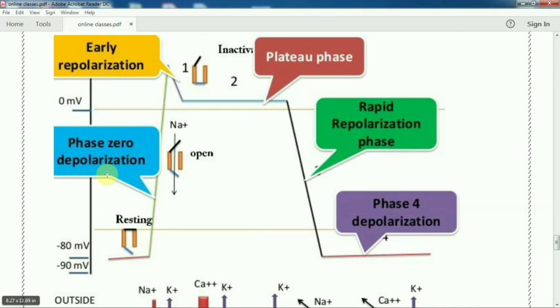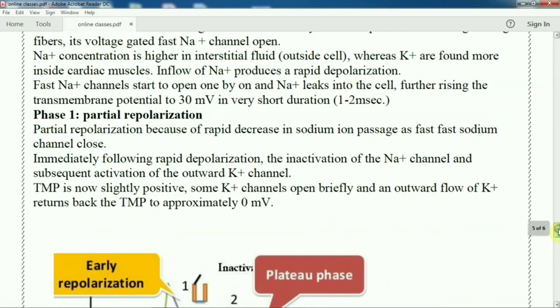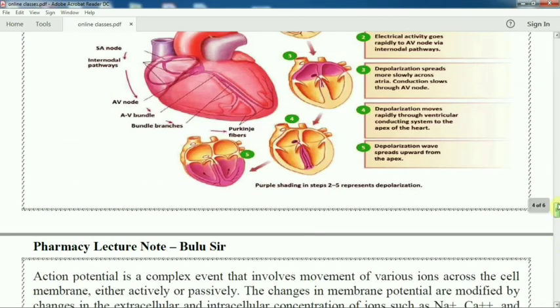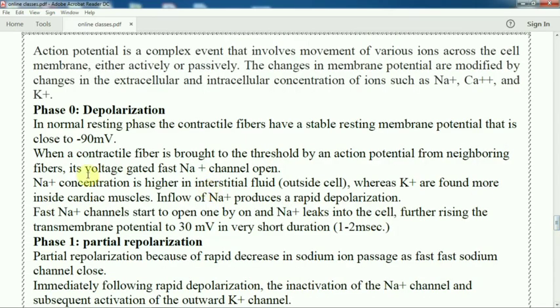So phase 0, depolarization. How does depolarization start? At the resting position, that is the repolarization stage, it is minus 90 millivolt.